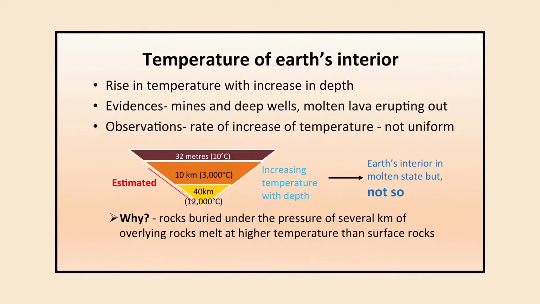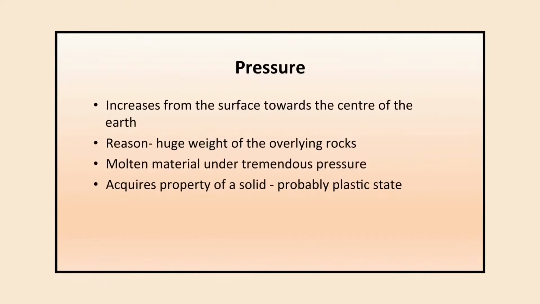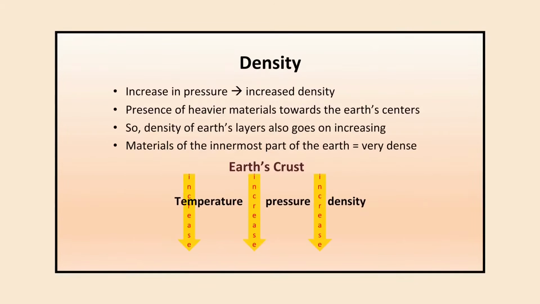Why is this so? Because the rocks buried under the pressure of several kilometers of overlying rock melt at a higher temperature than the surface rock. So when there is lots of pressure inside the earth because of the overlying material, the rocks do not melt easily, they have higher density and they do not melt. Therefore, the whole of the earth's interior is not in a molten state.